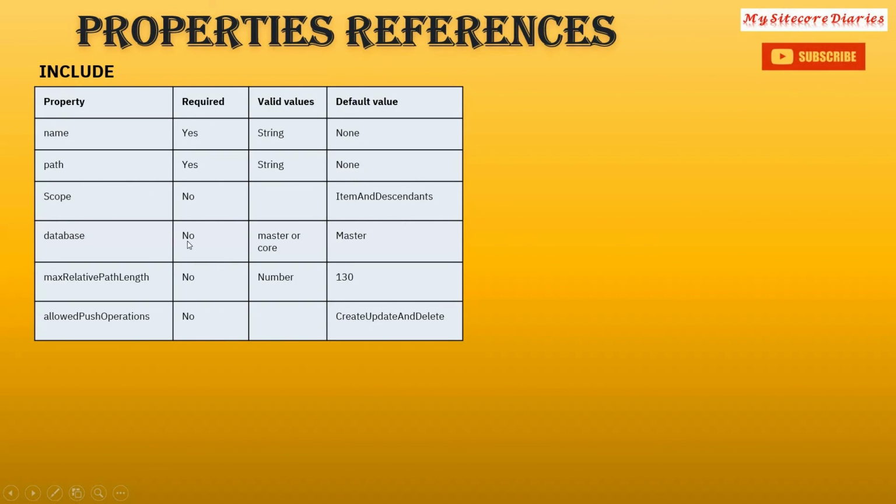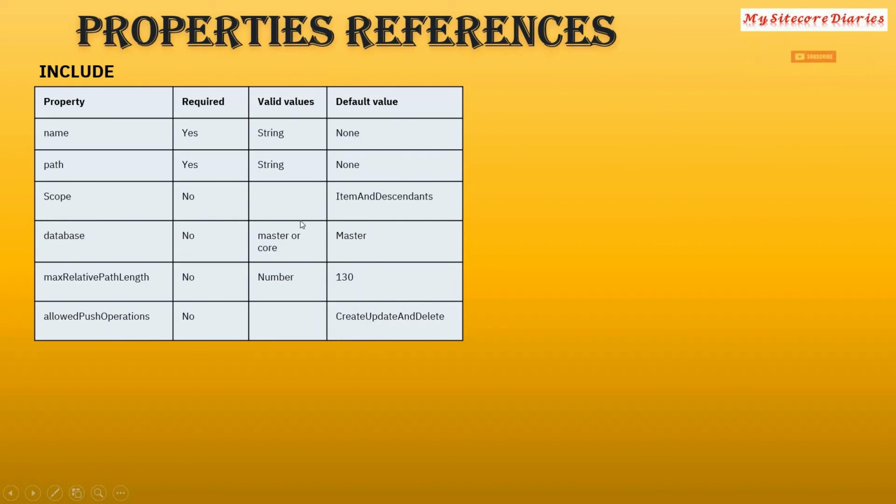Database is also optional, by default it is master. It can't be web. The valid values are master and core. Max relative path length is not mandatory, but it's a number and the default value is 130. Allow push operation is also not mandatory, and the default value is create, update and delete.